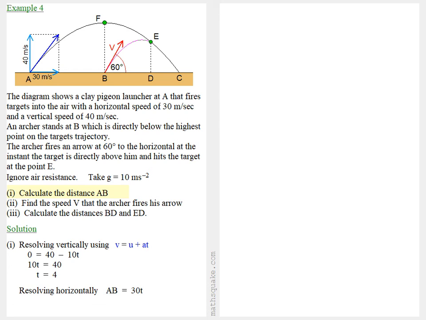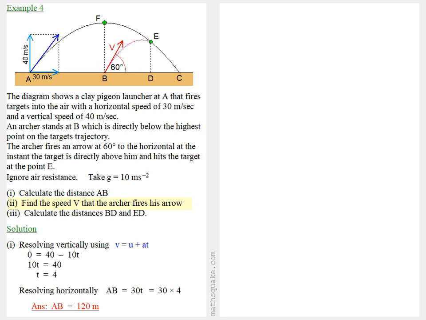Now to work out the distance AB, we can resolve horizontally. The speed is a constant 30 metres per second, and we've worked out t as 4, so AB is 30t, which is 30 times 4, which is 120 metres.